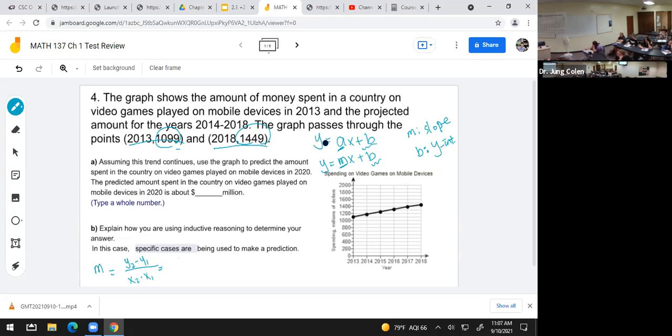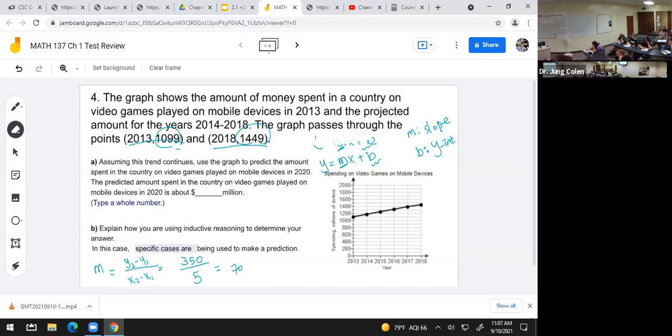1449 minus 1099, what is it? 350. 350 divided by the change in x, so 2018 minus 2013, which is 5. Divide that, and what do you get? 70. So your slope is given.